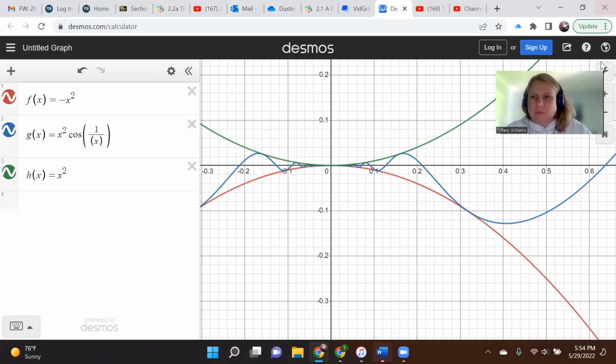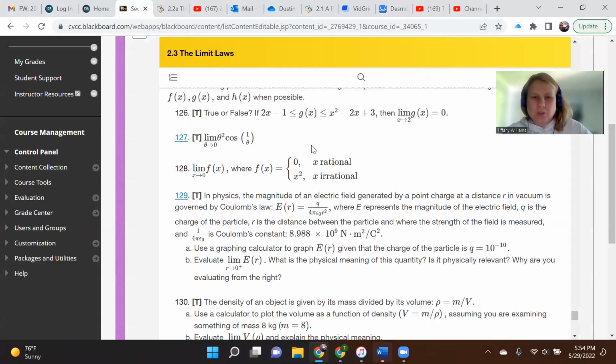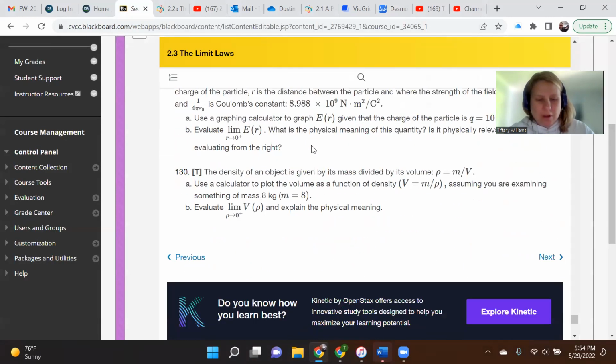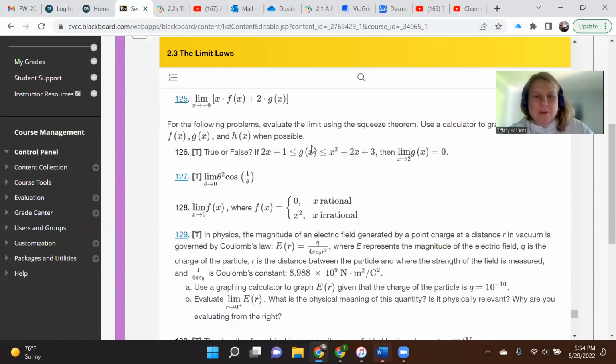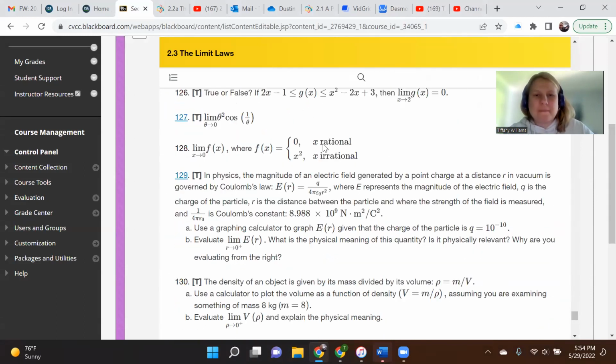One more problem, and then we are done with this section. So I am going to go back to section 2.3. I want to do a real life problem here, so I want to look at number 129.